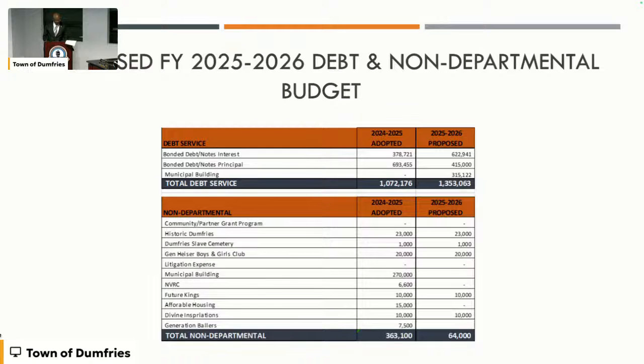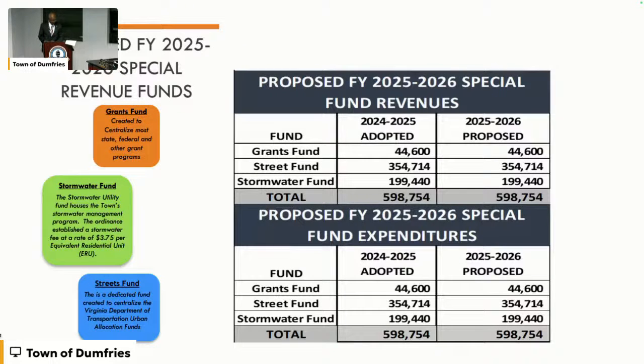Lastly, I will review the 2025-2026 special revenue funds. The grant funds, which was created to centralize most state, federal and other grant programs, is proposed at $44,600. These funds are outside of the general fund, so they have their own revenues and own expenditures. The street fund is dedicated to centralizing Virginia's Department of Transportation funds. The Urban Allocation Fund is proposed at $355K, and the Stormwater Fund, which houses the town's stormwater management program, is proposed at $199K, for a total of all funds at $599K.